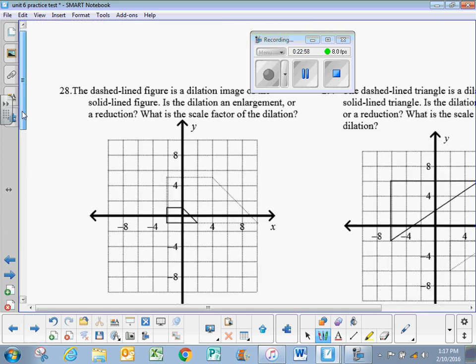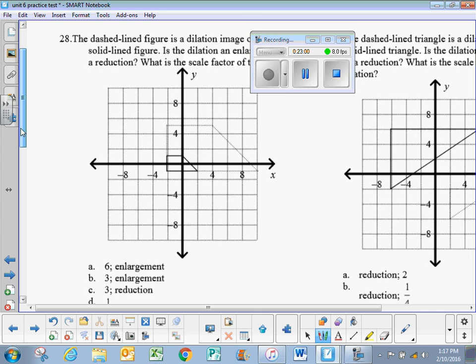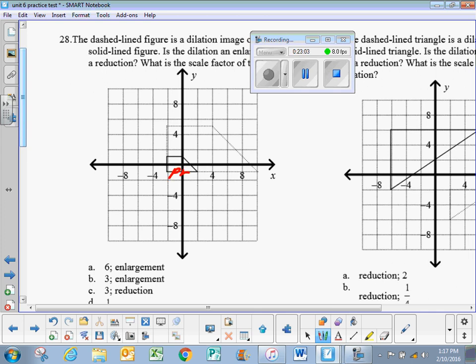All right, 28. The dashed line is the image. This is the pre-image. This is the image. So did this get bigger or smaller? Bigger. Notice these are each 2. You need to look at corresponding parts. This is 4 units and this is 12 units. How many times bigger is that? 3 times bigger.